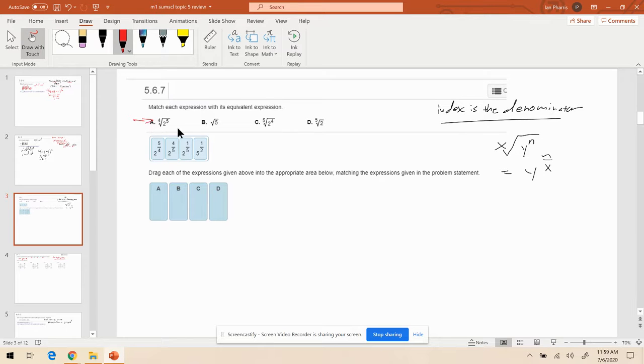Remember, for exponentials like this or radicals with fractional denominators, the index is the denominator, as you see right here. If it's the xth root of y to the n, the index is the denominator and vice versa. So let's see. A, it's going to be 2 to the 5 over 4 power. That's going to be this one. This is 5 to the 1/2.